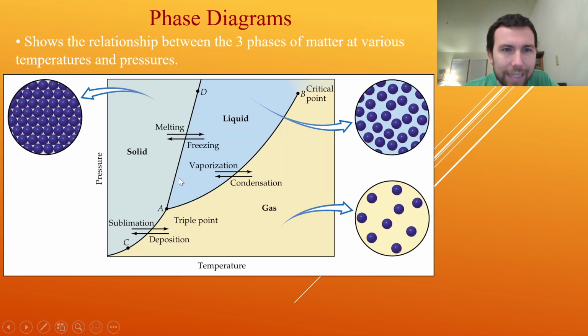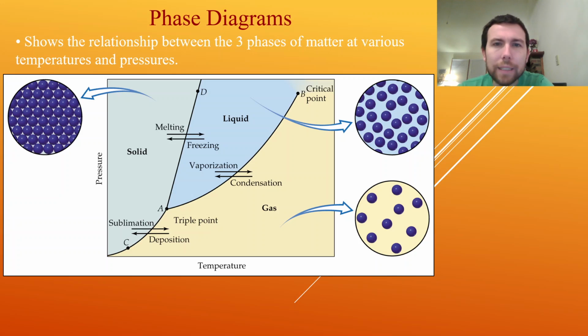Now segment AD corresponds to temperatures and pressures that correspond to the melting or freezing conditions for that solid and liquid. So everything along that specific line is separating the solid from the liquid. And then from A to B, this particular curve is separating the liquid and the gas phase. Every point on that curve corresponds to the temperature and pressure conditions to either vaporize or condense the liquid and the gas.